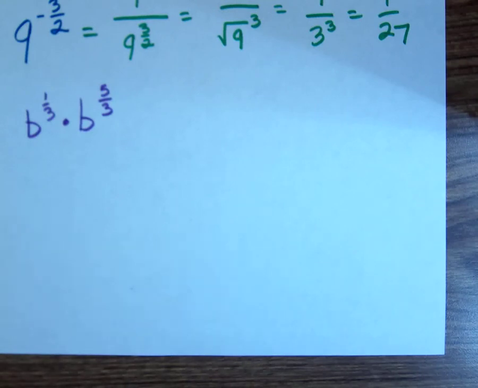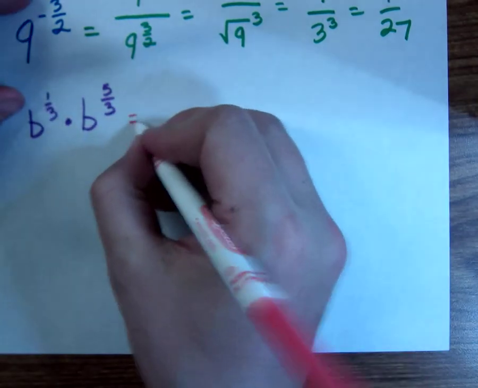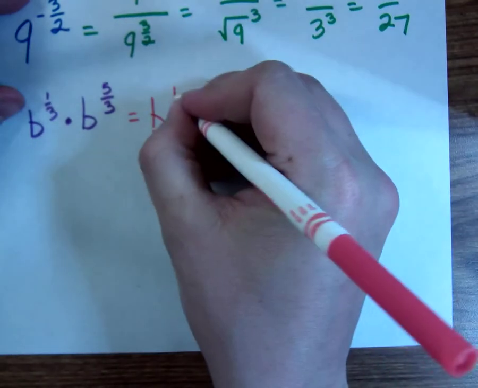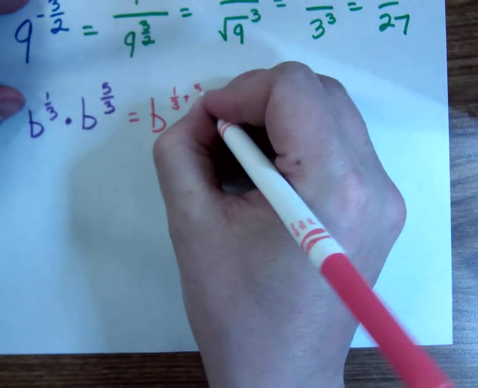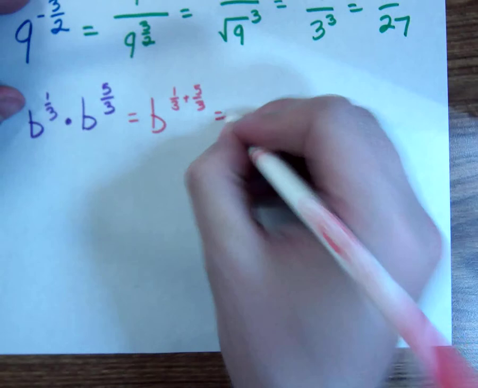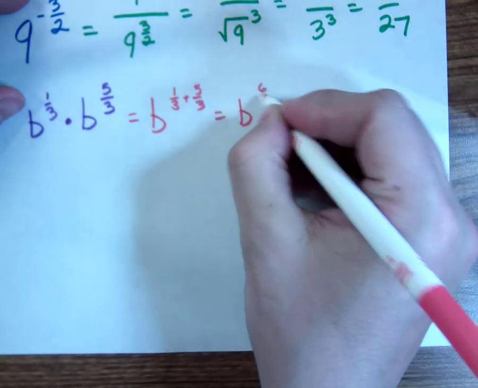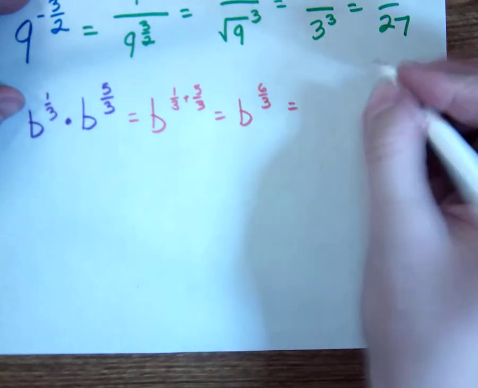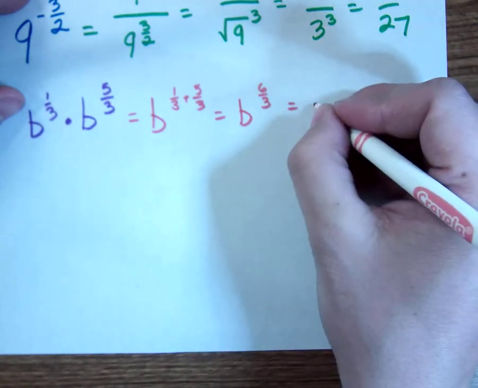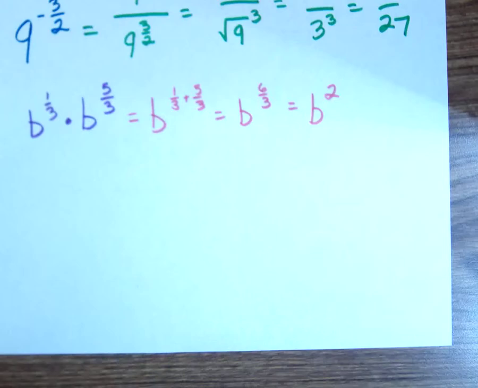All right, let's go back in time and see if you remember the rules here. How do I put these two things together? I say go back in time. I talked about this just a little while ago. I add the exponents. Okay, so I'm doing b to the 1/3 plus 5/3 power. What is 1/3 plus 5/3? That's 6/3. And 6/3 reduces to 2, so the answer is b squared.